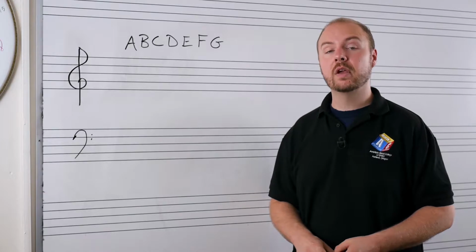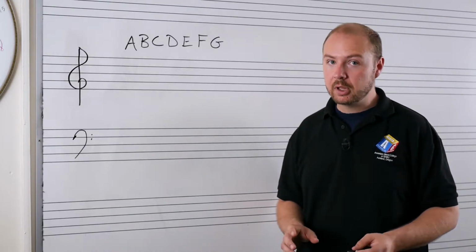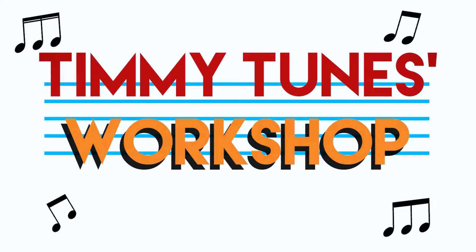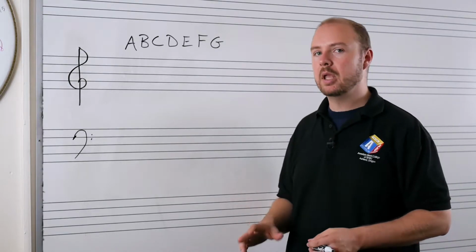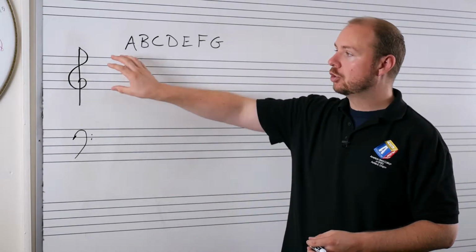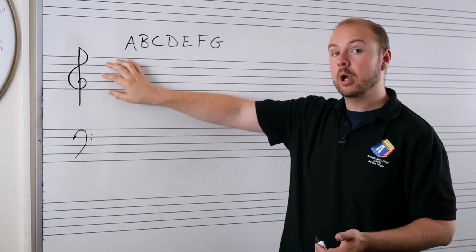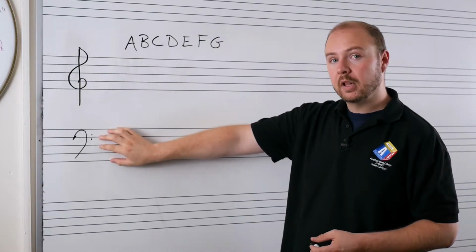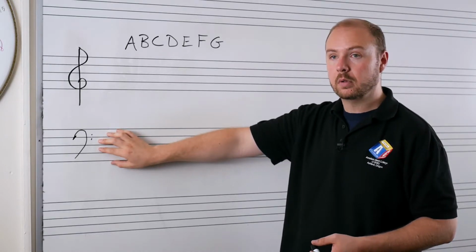Today we are going to be discussing the basics of reading musical notation, specifically in the bass clef. In music, we predominantly have two clefs. The treble clef, which is for higher sounding instruments or higher notes, and the bass clef, which is for lower sounding instruments or lower notes.